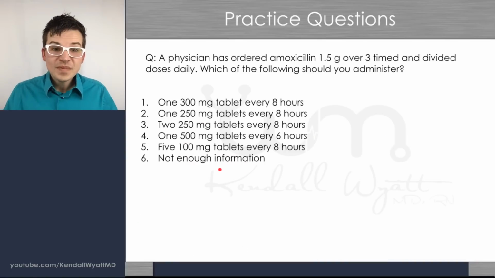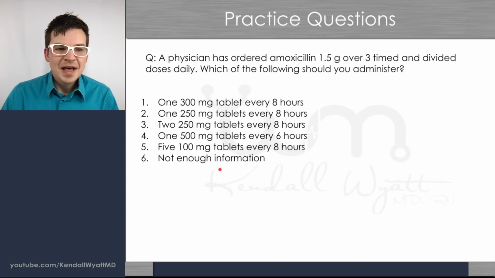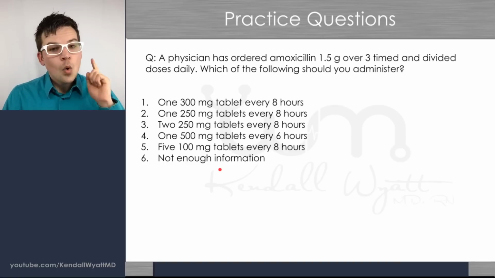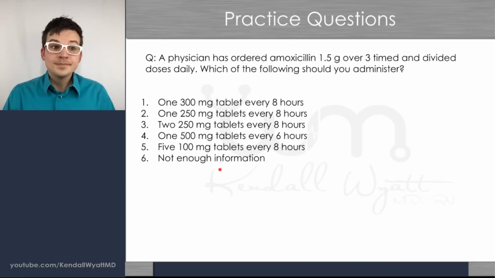Now, let's move on to another lovely question. I know you're so excited. A physician has ordered amoxicillin 1.5 grams over 3 timed and divided doses daily. Which of the following should you administer? Take a moment and see if you can get the answer.